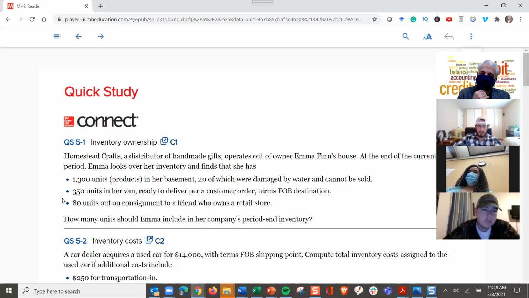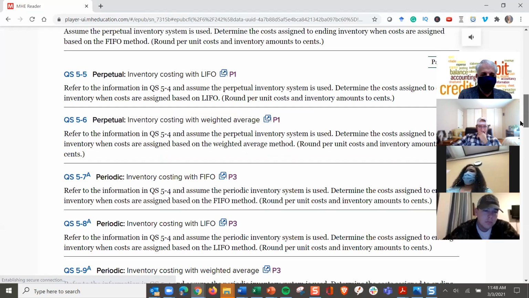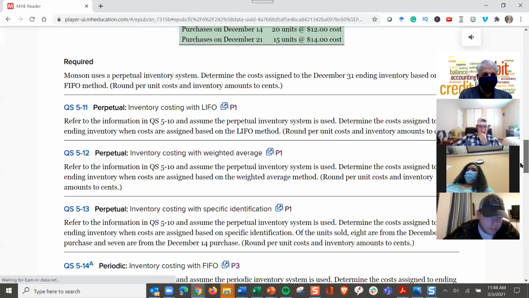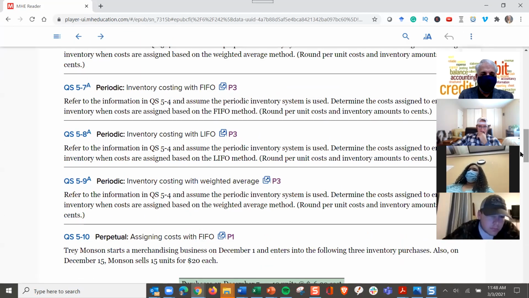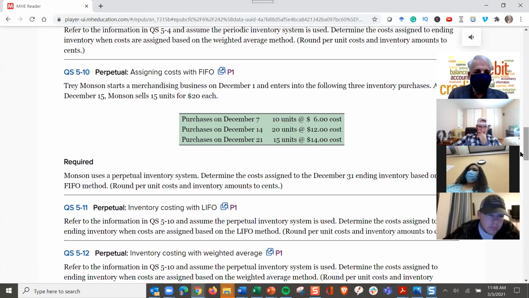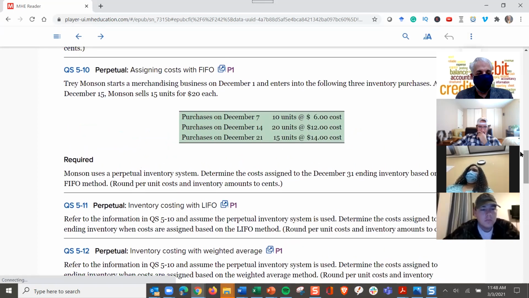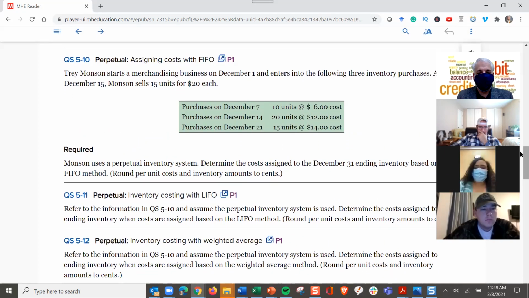And I'm going to go ahead and divide you into 3 groups, groups of 2 or 3. When you go into quick study, we're going to do quick study 5-10, 5-11, and 5-12. It's all based on the same numbers in 5-10. Can you all see my screen? I've got quick study 5-10 on screen right now, and soon you will too.